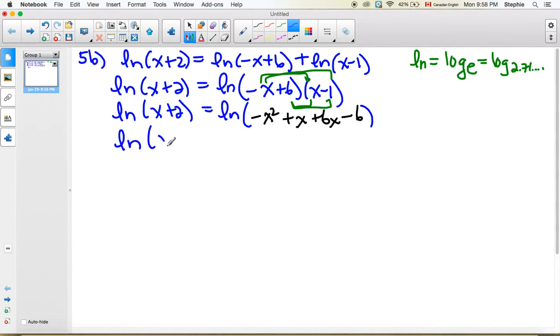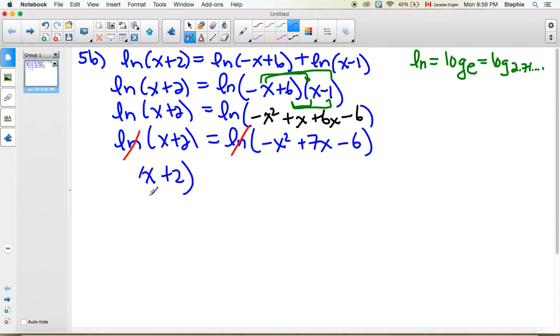Now I'm just going to keep on rewriting it to simplify. So ln minus x squared plus 7x, and this becomes minus 6. At this point in time, because both sides are ln, we can cancel out the lns and just work with what is left, which is x plus 2 is equal to minus x squared plus 7x minus 6. And then we'll just bring all the numbers to one side. So we can write out either this on that side or this on the other side.